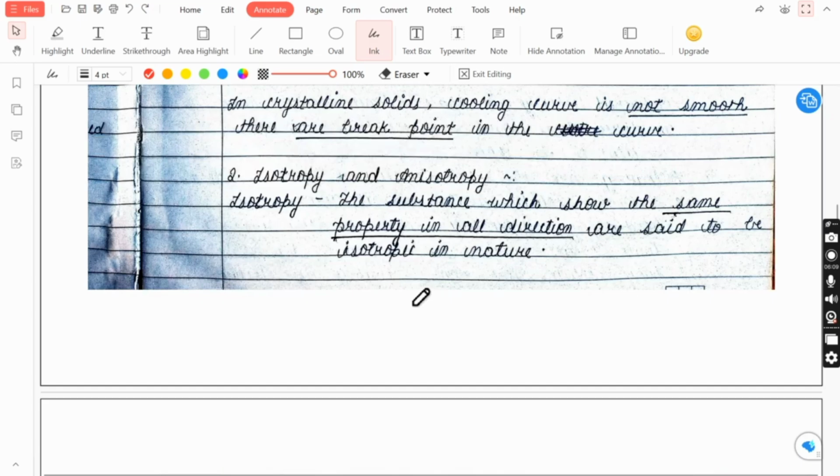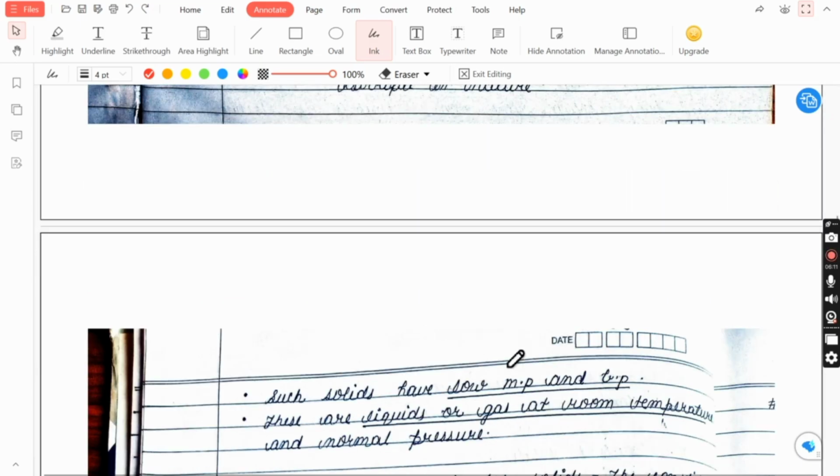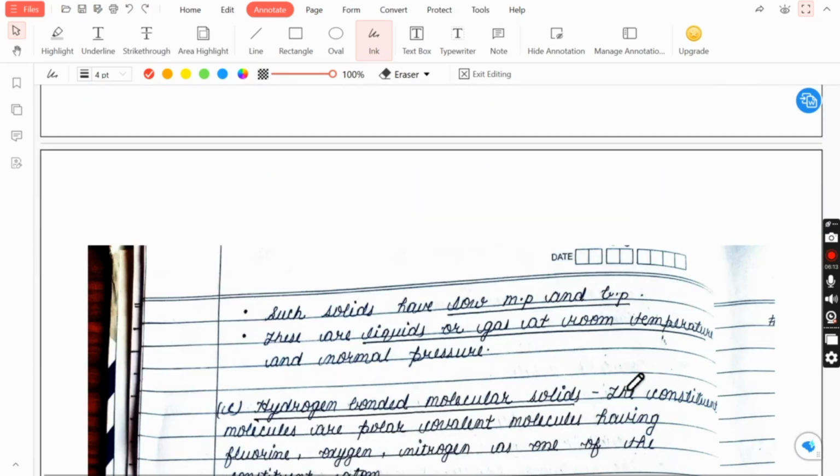So what is the property of isotropy? The solids which are isotropic in nature will have very low melting and boiling points, and they are particularly liquid or gas at room temperature. Okay, so you should just keep it in mind.